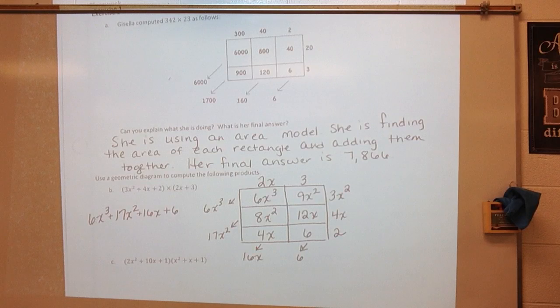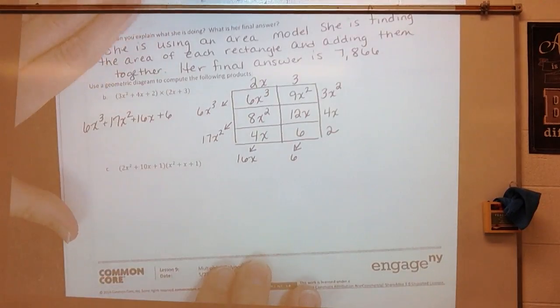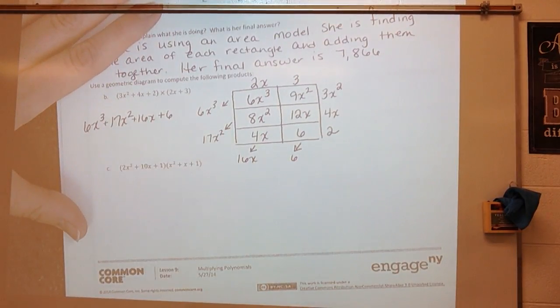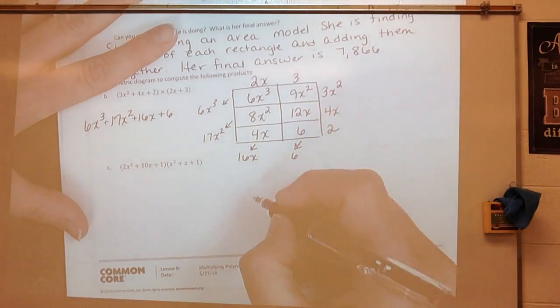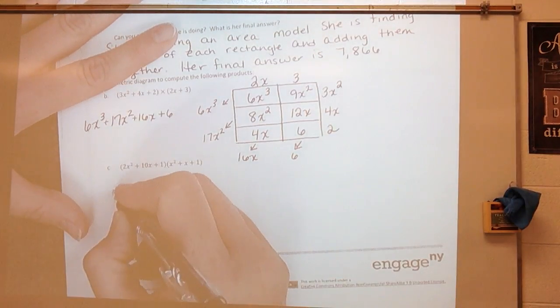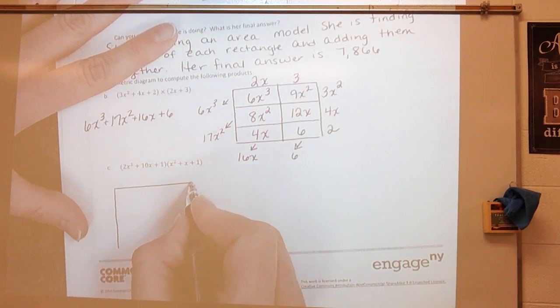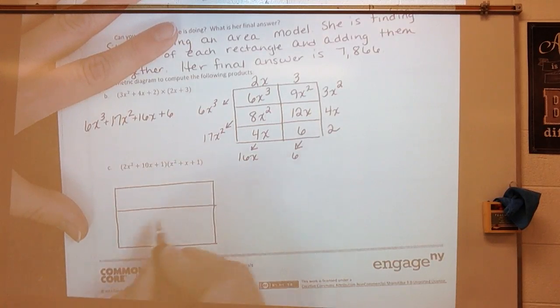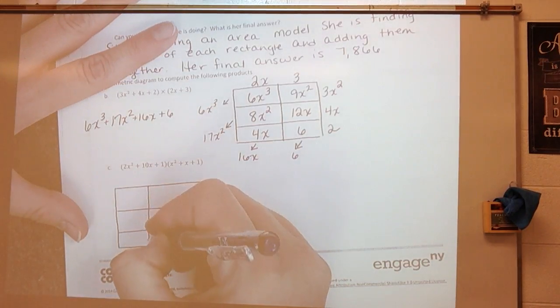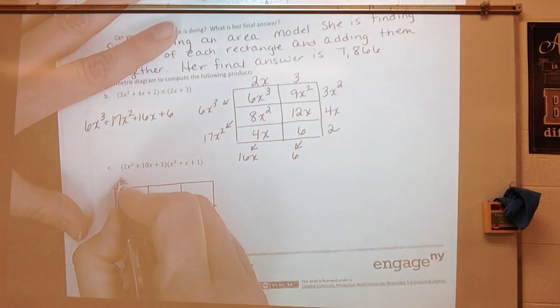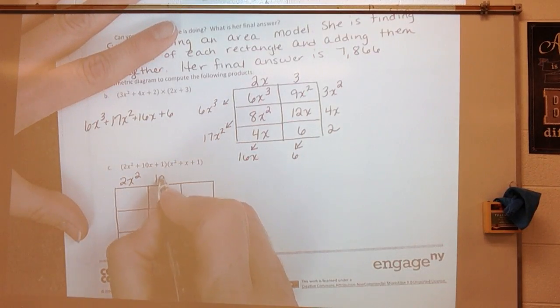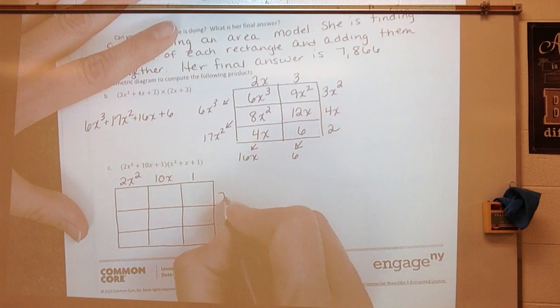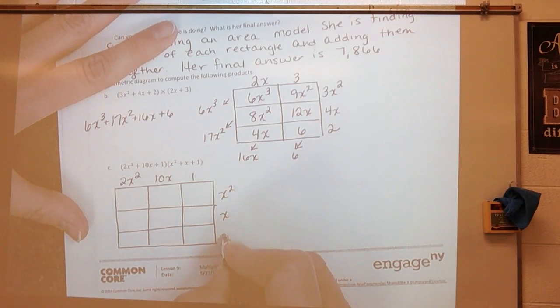You're going to see a lot of this in Algebra 2. So make sure you understand this. All right, let's look at the next one. I have 2x squared plus 10x plus 1 and x squared plus x plus 1. This is a 3 by 3. Draw my box here. So I have 2x squared at the top, 10x, and 1. I have x squared, and x, and 1.